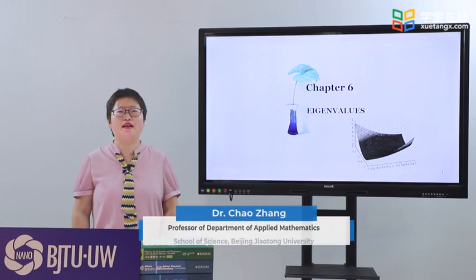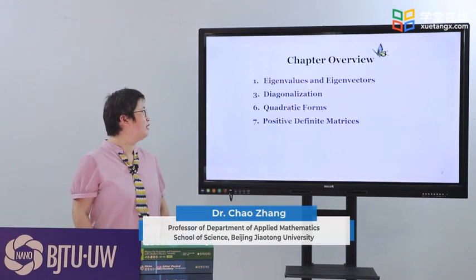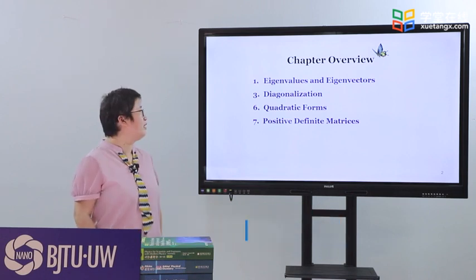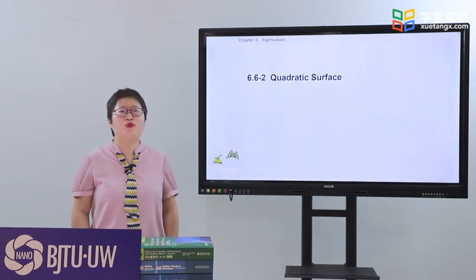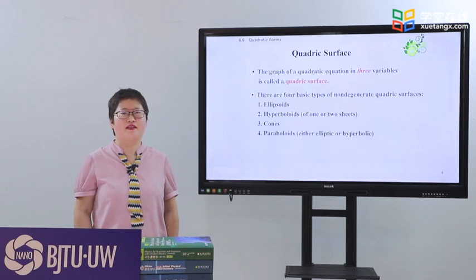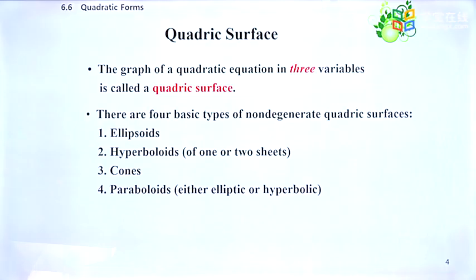We continue to learn Chapter 6, Eigenvalues. Section 6, Quadratic Forms. Part 2, Quadratic Surface. Now we consider quadratic surface. The graph of a quadratic equation in 3 variables is called a quadratic surface. There are 4 basic types of non-degenerate quadratic surfaces.